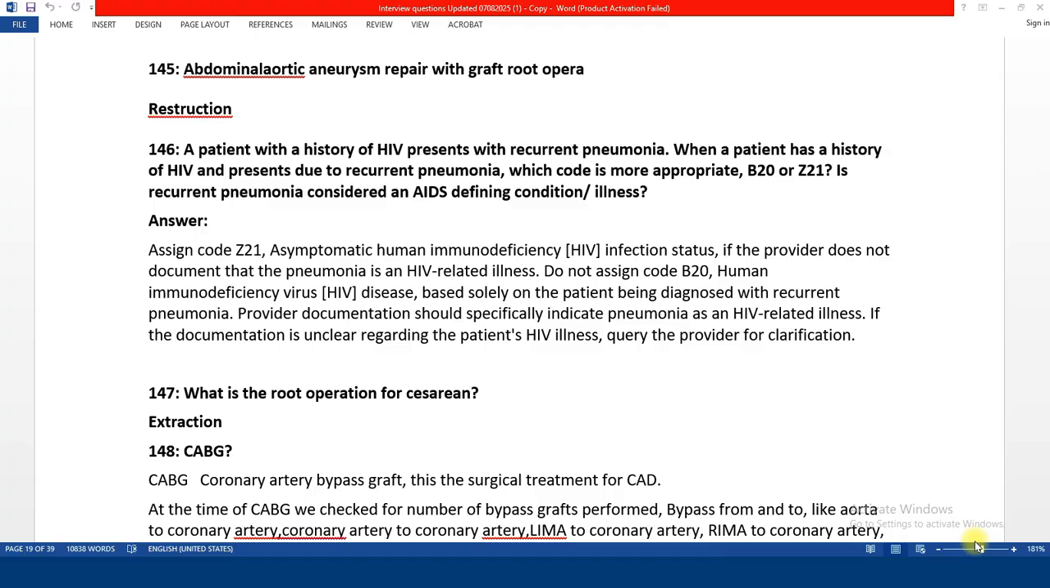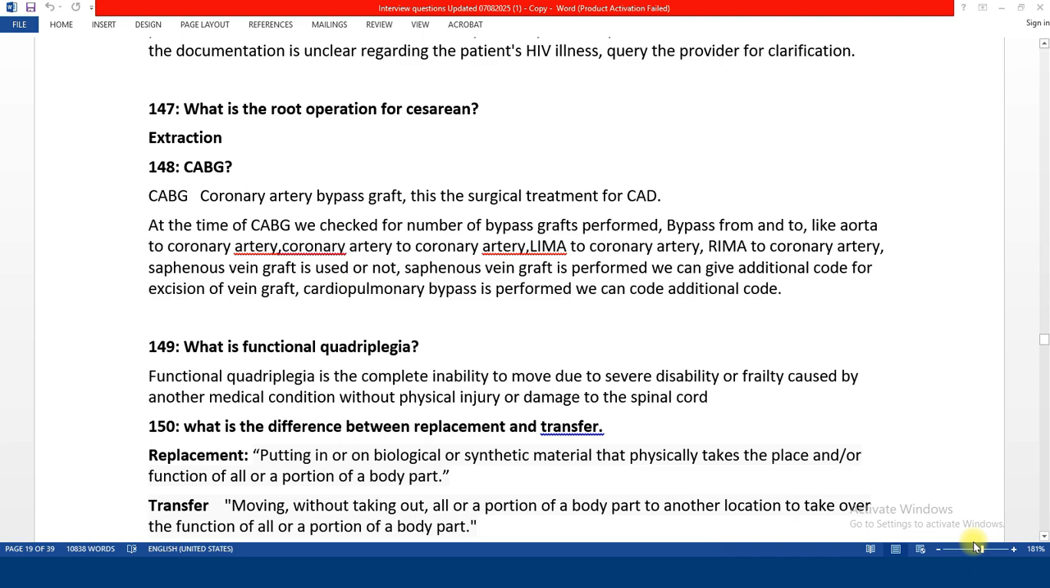Here we need to code Z21, asymptomatic HIV. Basically, we need to check the documentation. If the provider does not document that pneumonia is due to an HIV-related illness, we need to use Z21 and we will not use B20. What is the root operation for cesarean? Extraction is the root operation for cesarean section.